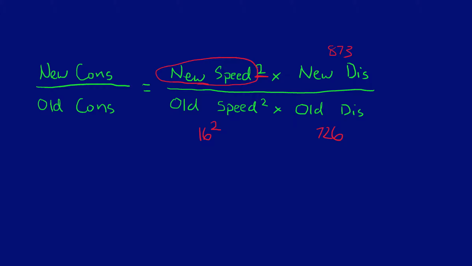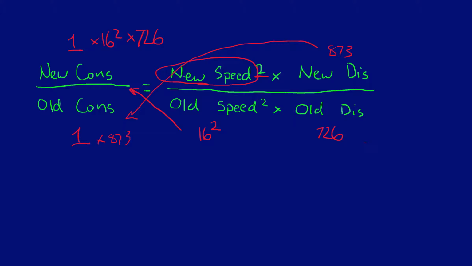So this 873 is going to go down here. It'll be old consumption, which, like I said, they didn't give us anything for, so we're going to consider that a constant and replace it with a 1. This 873 basically moves diagonally down here, and it'll be 1 times 873. This old speed and old distance, we do the same thing and move that all the way up to the top. So this would be 1 times 16 squared times 726.